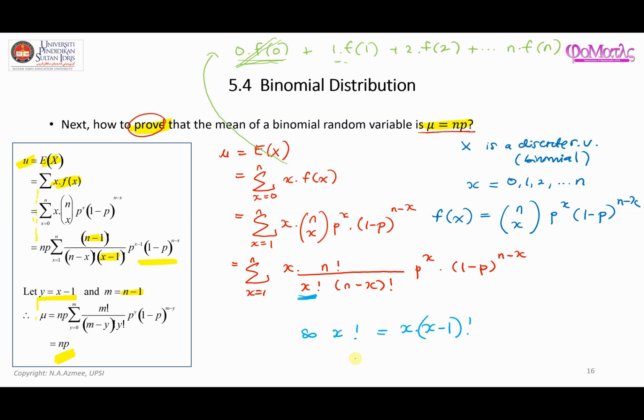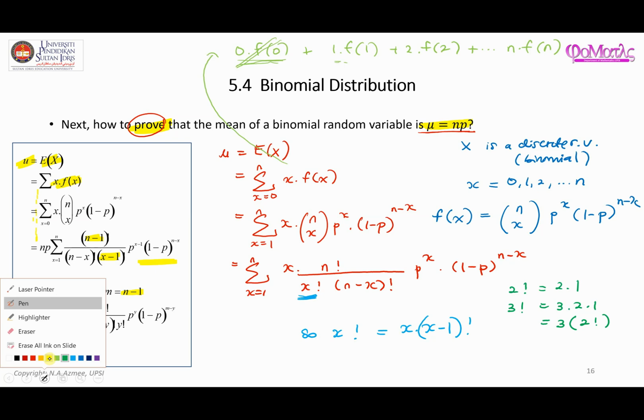Now, if you can't see what's going on here, let me just give you a simple example with real numbers. Let's say you have 2 factorial. 2 factorial is 2 times 1. If you have 3 factorial, 3 factorial is 3 times 2 times 1, and this is equal to 3 times 2 factorial, because you can clearly see that this part here is 2 times 1, which is equal to 2 factorial. So you can just say that 3 factorial is equal to 3 times 2 factorial.